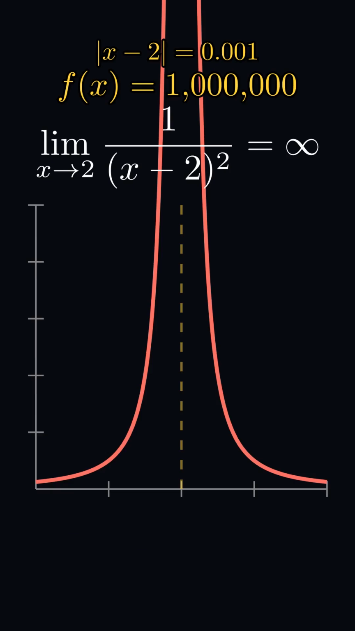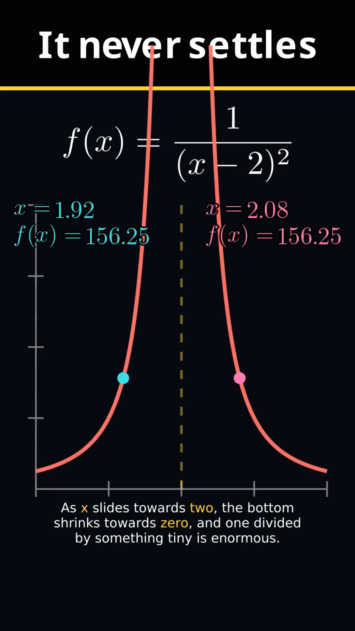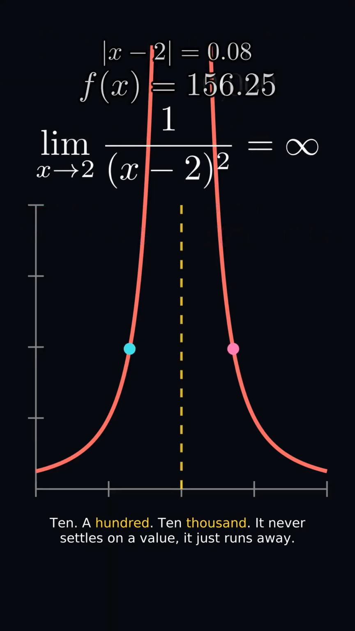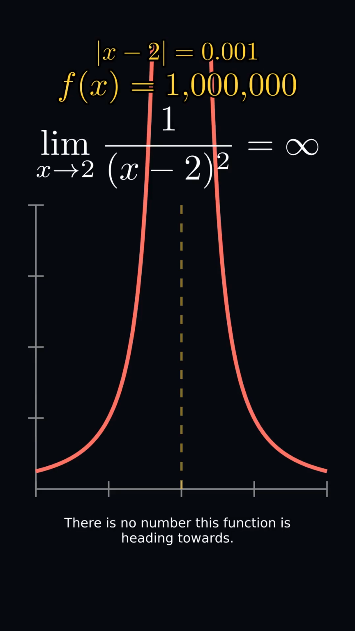As x slides towards 2, the bottom shrinks towards 0, and 1 divided by something tiny is enormous. 10, 100, 10,000. It never settles on a value. It just runs away. There is no number this function is heading towards. The limit does not exist, and redefining 1 point will not save it.